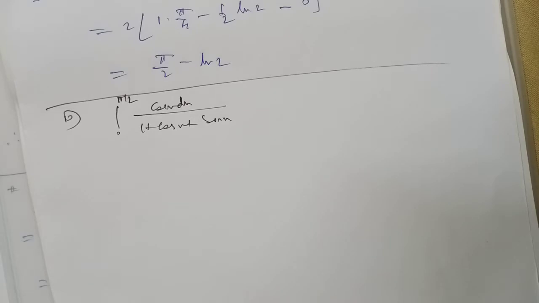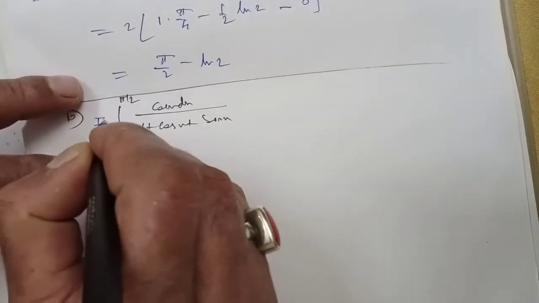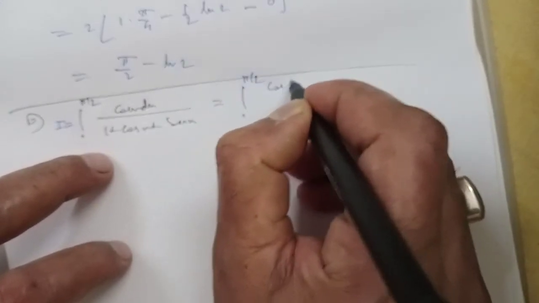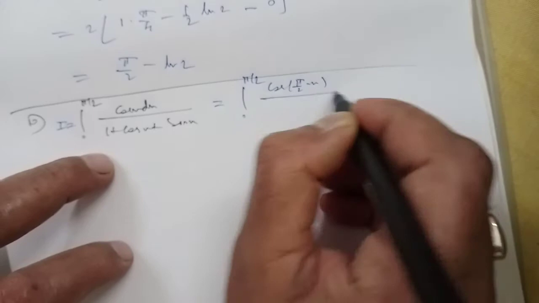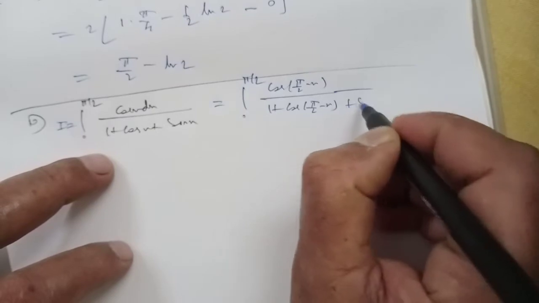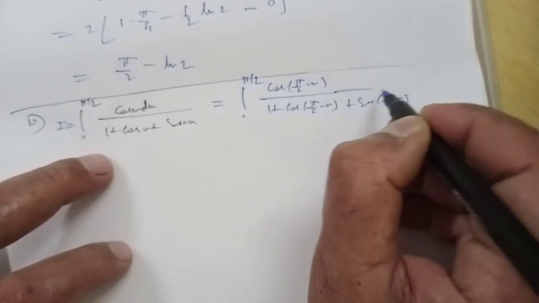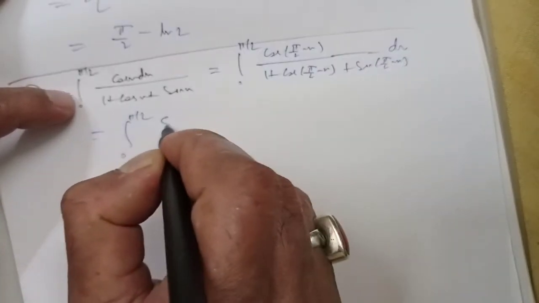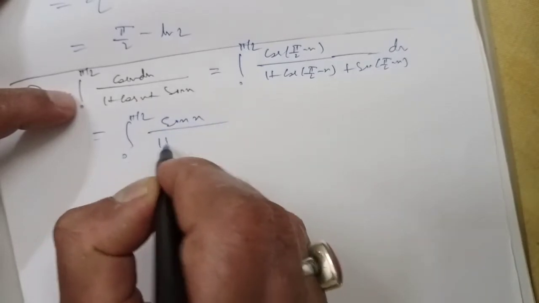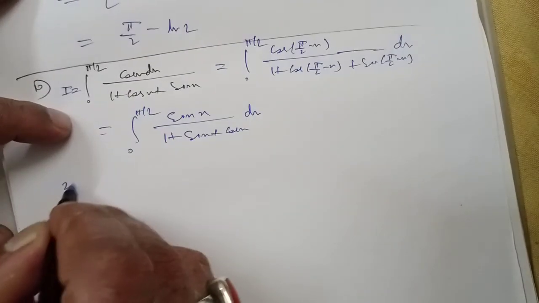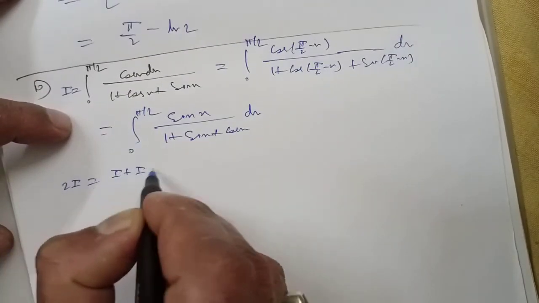Apply the fourth property first. This is your I. Applying the fourth property means you have to replace x by pi by 2 minus x. So you get integral 0 to pi by 2 of cos of pi by 2 minus x, over 1 plus cos of pi by 2 minus x plus sin of pi by 2 minus x, dx. So you get 0 to pi by 2, this is sin x by 1 plus sin x plus cos x dx.